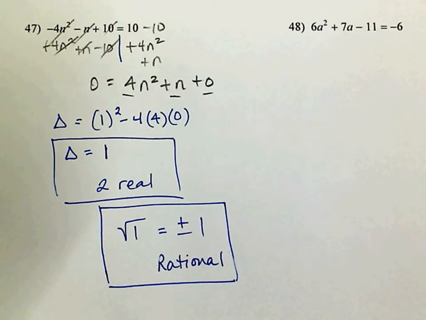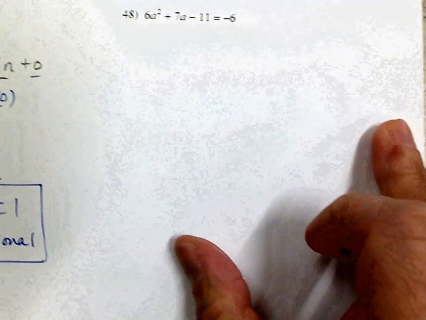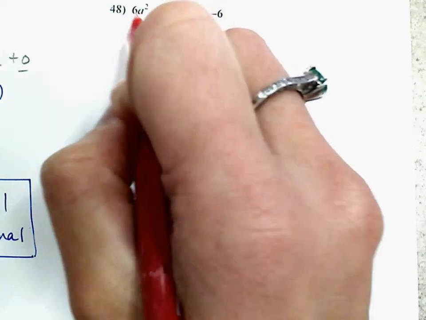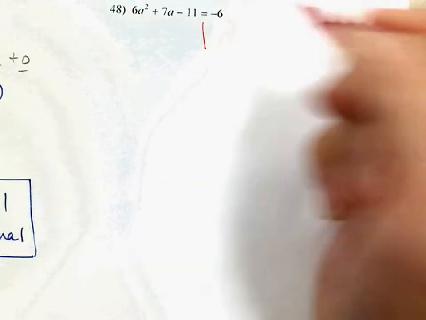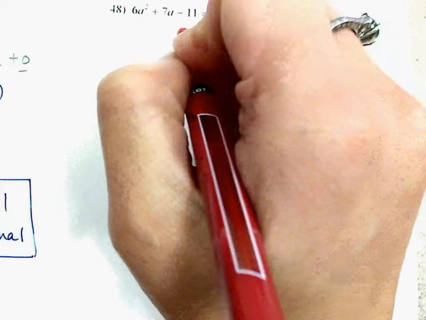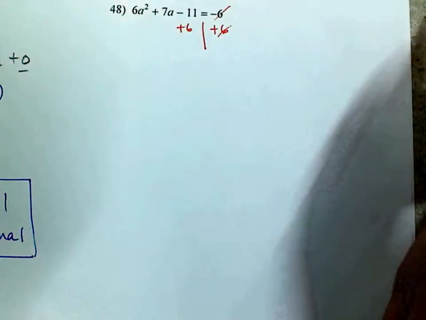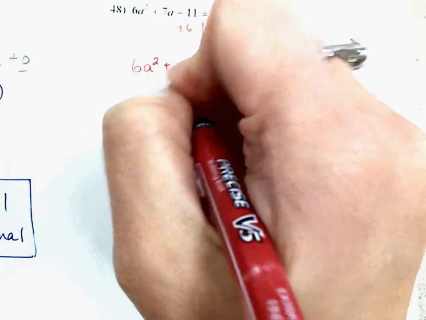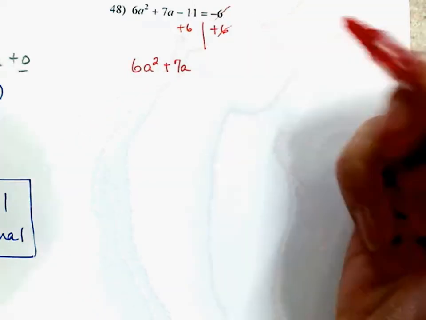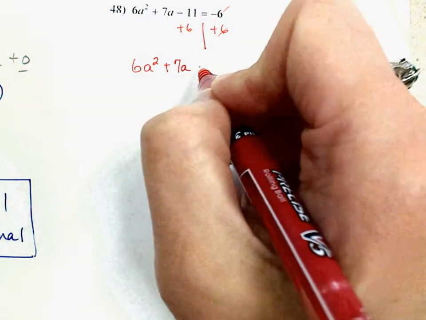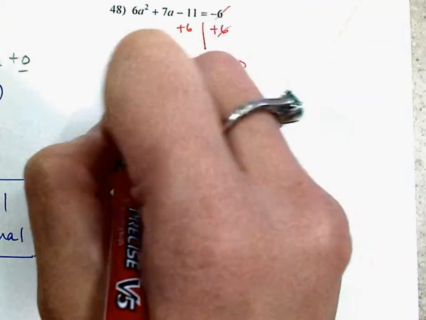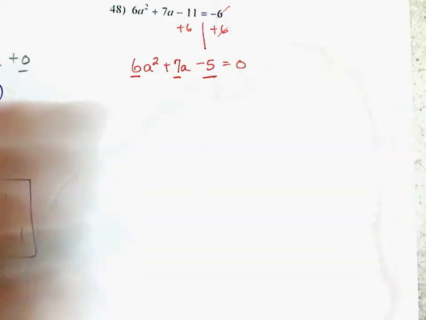Okay. Number 48. All right. Now take a look. You see how this is positive? So what do you guys want to move? Plus 6. So we're going to actually move the 6 because this one's positive. So 6a squared plus 7a. What is negative 11 plus 6? Negative 5. Okay. A, B, C. Isn't that right? All right.